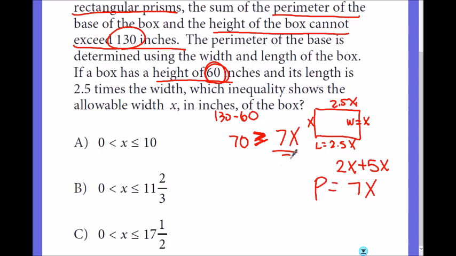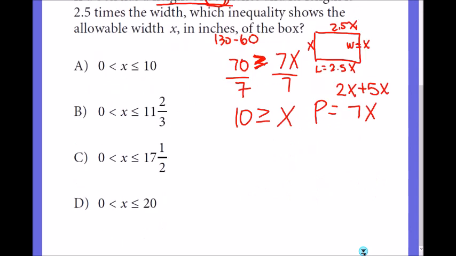Now divide by 7 from both sides, so it has to be less than or equal to 10. And can it be negative? Length cannot be negative. A measurement cannot be negative, so it is 0 to 10.